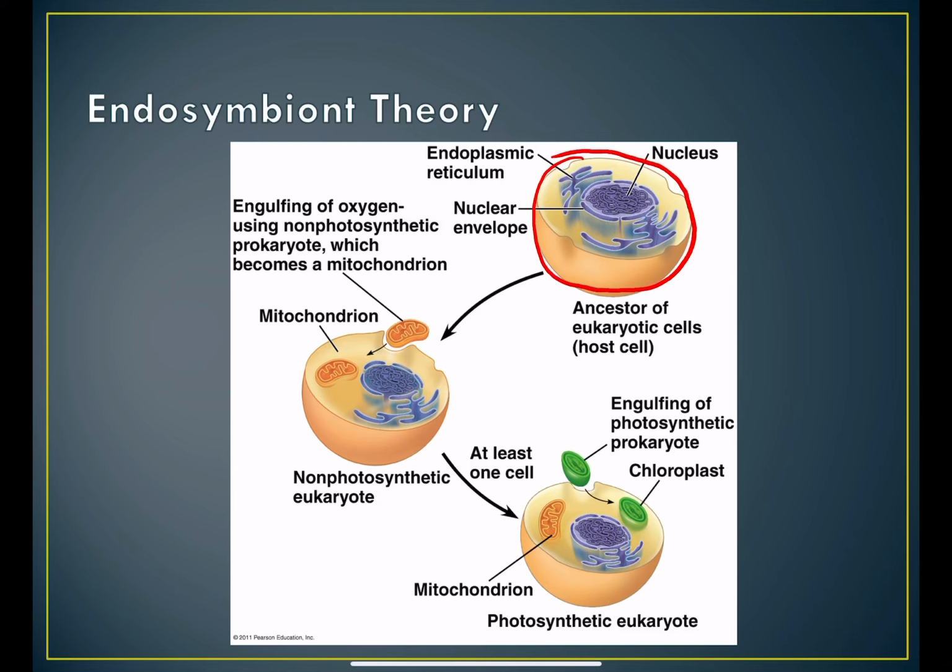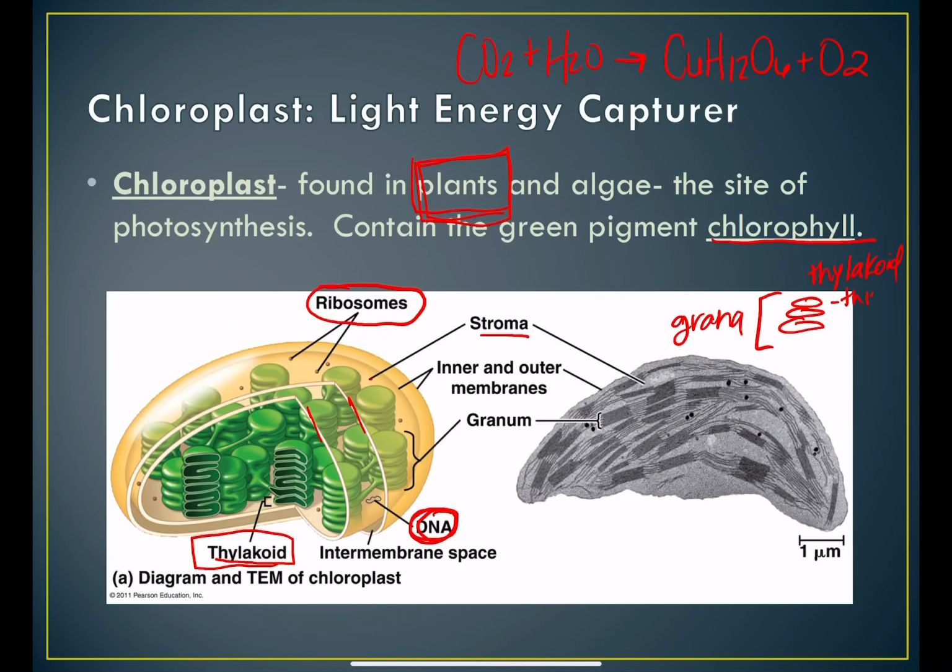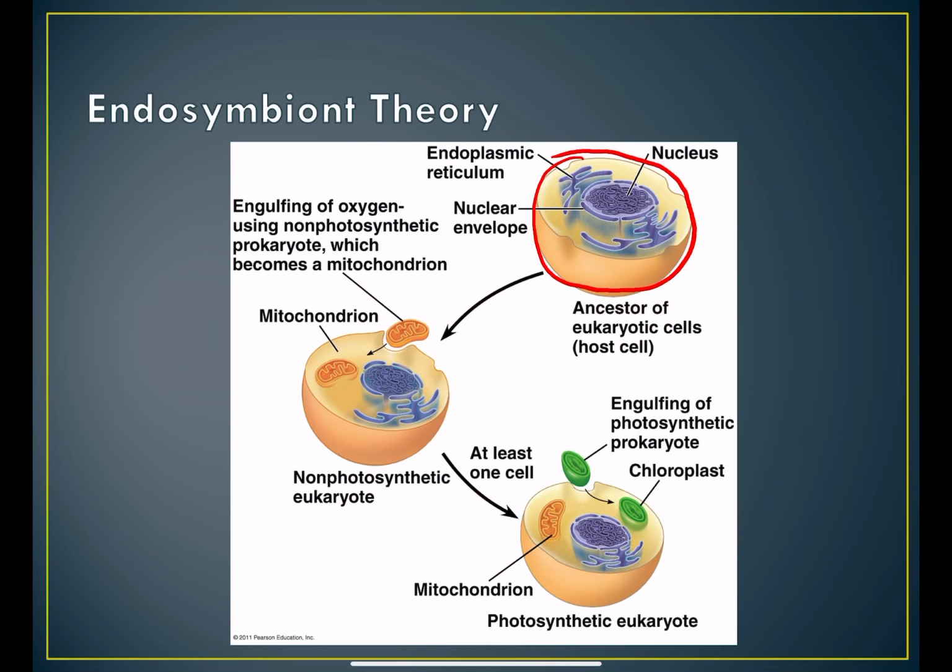You see here there's already a nucleus, okay? So basically the thought here in the endosymbiont theory is that they engulf other organelles. So you had a prokaryotic cell that engulfed another prokaryotic cell, and that became your eukaryotic cell. And then you have this semi-eukaryotic cell, the ancestor of the eukaryotic cells, that has engulfed a non-photosynthetic prokaryote that becomes a mitochondrion.